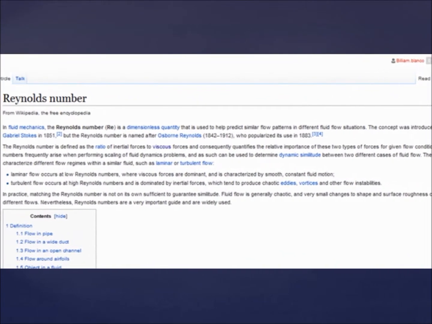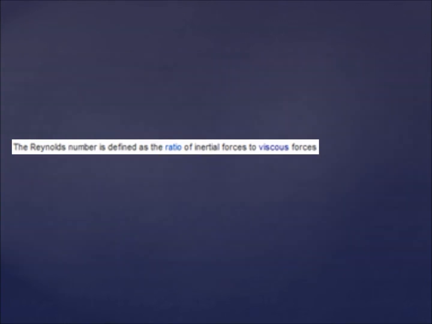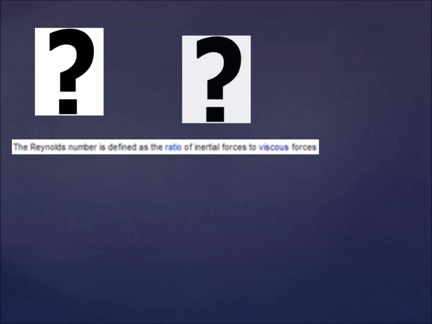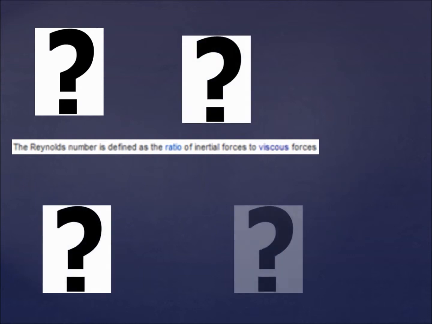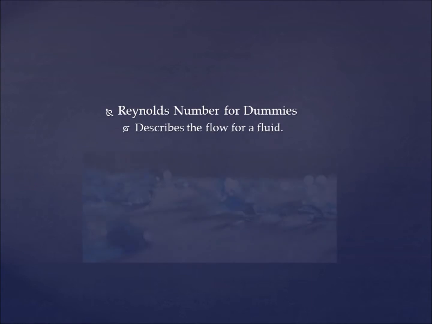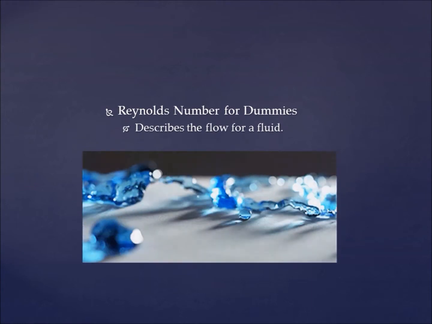The Wikipedia entry for Reynolds number defines it as the ratio of inertial forces to viscous forces. This definition, however, is a bit too wordy and can confuse any person who is not familiar with the subject beforehand. What it means in simpler terms is that the Reynolds number is a number that describes the type of flow for a fluid.